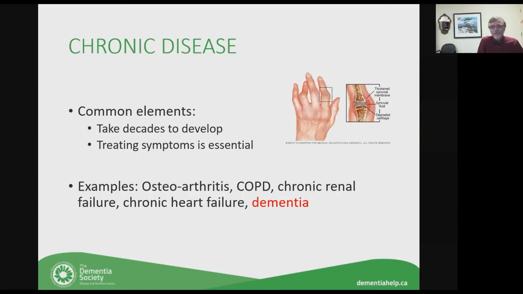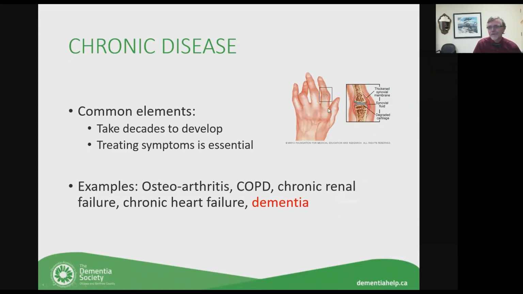So what is a chronic disease? A chronic disease has a couple of elements. It takes decades to develop. And the best thing that medicine can do at this time in chronic diseases is to try to decrease the symptoms, to treat the symptoms.